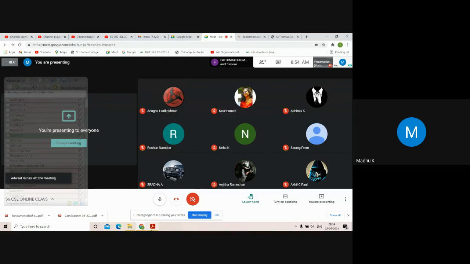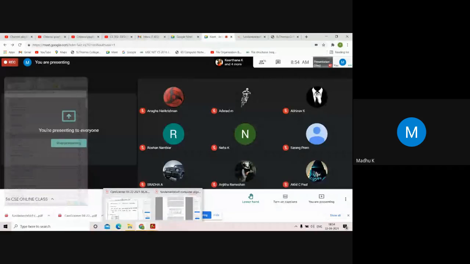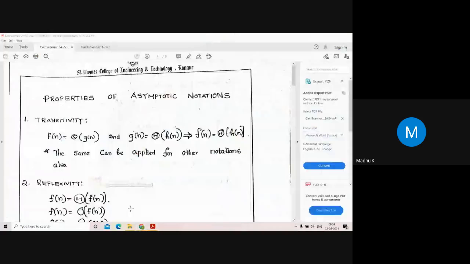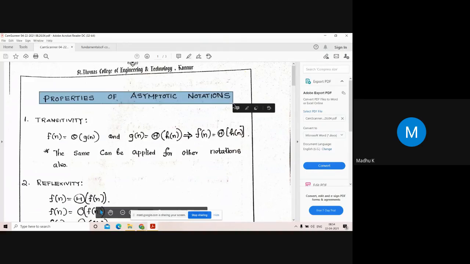The master theorem, discuss the asymptotic notation. In this class, we want to discuss the properties of asymptotic notations. Now we know which are the different asymptotic notations, what is the meaning of asymptotic notation, and we also discussed some examples.